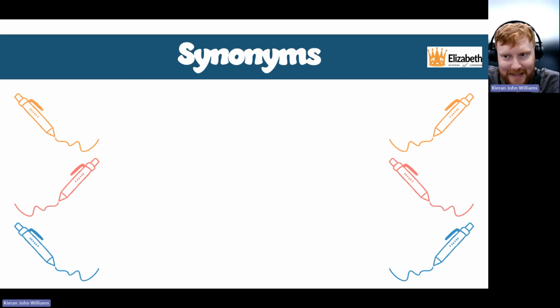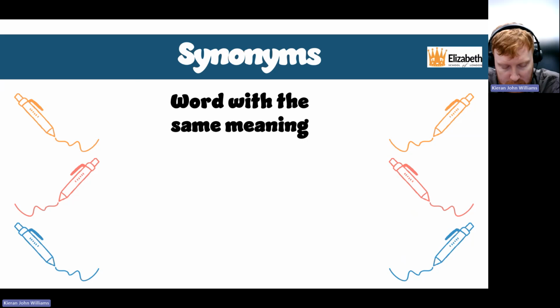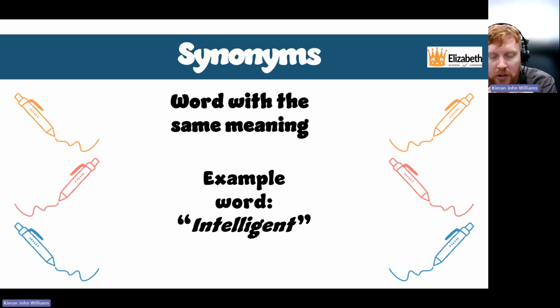A similar, connected idea is synonyms. Okay, so synonyms are a way in which we can paraphrase. Synonyms are words that have the same meaning, but of course they are different words. Let's look at an example then. Here we have the word intelligent. Can you think of any words that have the same meaning as intelligent, but are different? Take maybe a minute or so to think about it, and then we'll look at some possible synonyms for it.